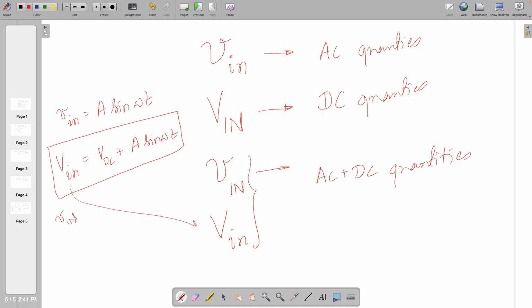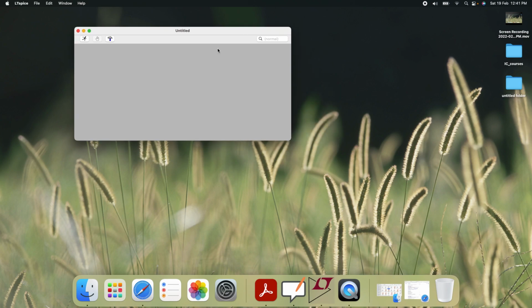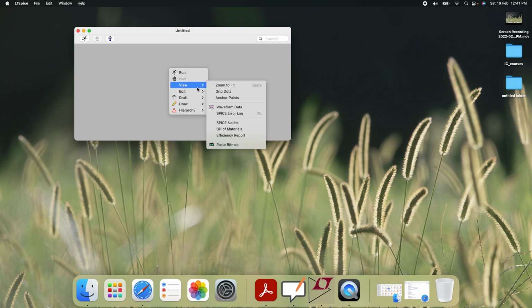So the same things you are going to see over here when we do the circuit simulation using LTSPICE. When you have this window for LTSPICE, the first thing is you have to use right click. Right click is the main part over here. If you do the right click, you will see such a pop-up window where you need to go to draft, and in draft you need to go to components.